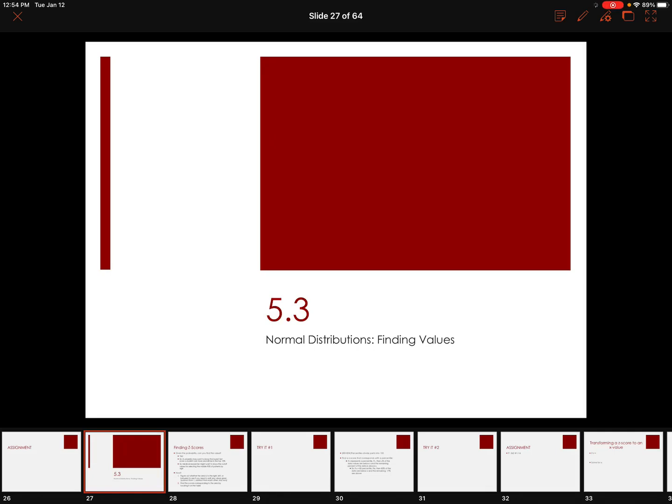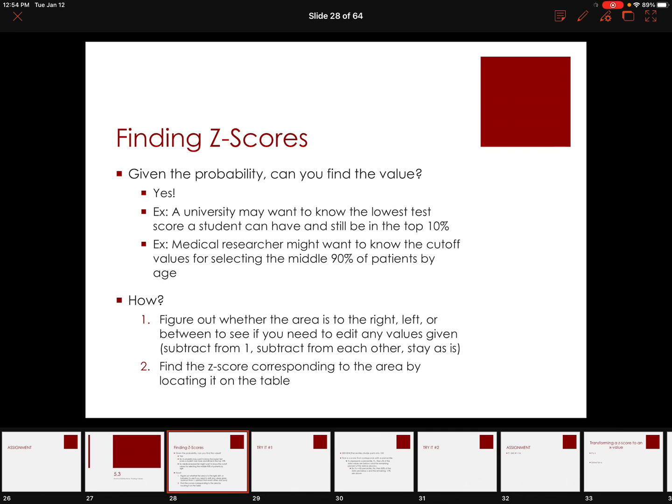5.3 Normal Distributions, Finding Values. So today we're basically going to be working backwards from where we were in 5.1 and 5.2. They're going to give us the area or the probability, and they're going to ask us to find the z-score. So we're still going to be using the chart in the back of the book, but instead of looking at the sides and going to the middle, you're going to look in the middle and move out towards the sides.